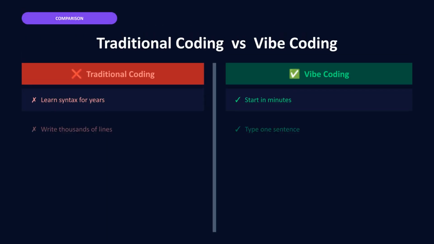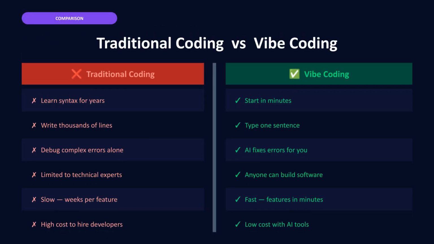Traditional coding requires learning syntax for years and dealing with complex errors alone. Vibe coding lets you start in minutes, type one sentence, and have AI fix the errors. It's fast, low cost, and anyone can build software.